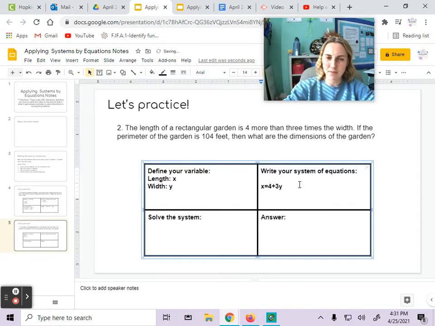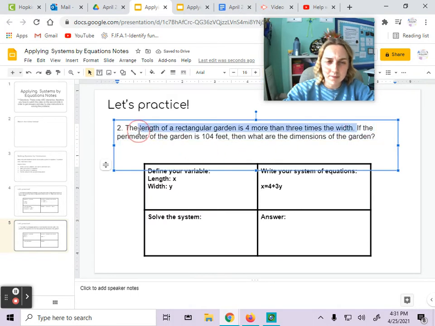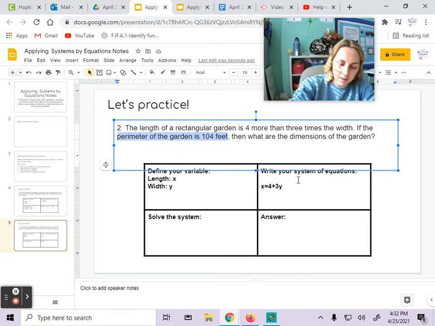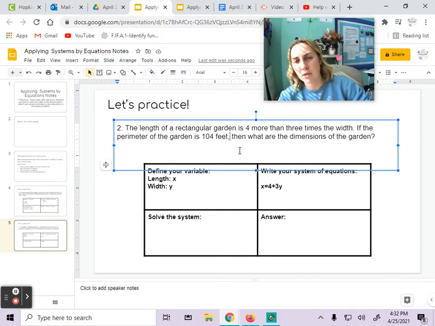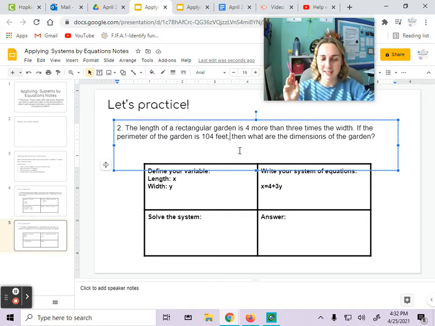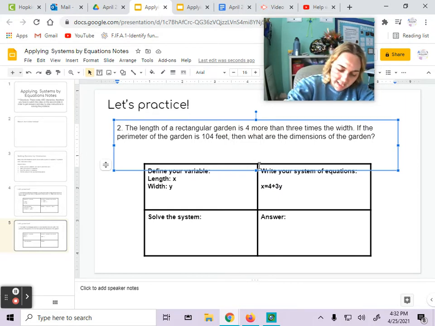All right, now I need another equation. It says if the perimeter of the garden is 104 feet, so again, I have that right here. The perimeter is 104 feet, so I'm going to put 104 is equal to, that's the perimeter. What are the dimensions of the garden? So remember, whenever you are solving for the perimeter, it's going to be length plus width plus length plus width, or 2 length plus 2 width, okay? So what I'm going to write down is I'm going to put 2x. I'll show you what I mean.